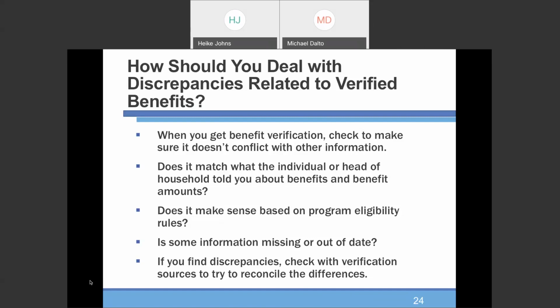What makes more sense? Now, is some of the information perhaps out of date? Maybe the person told you something about an older benefit amount and the official verification gave you a more updated amount. Does the official verification make more sense that way? Is there some information missing? But if you do see a discrepancy, you do want to check with multiple sources to verify it and try to reconcile the differences.